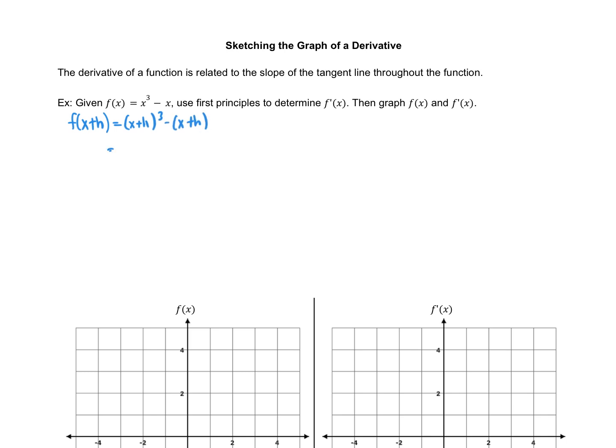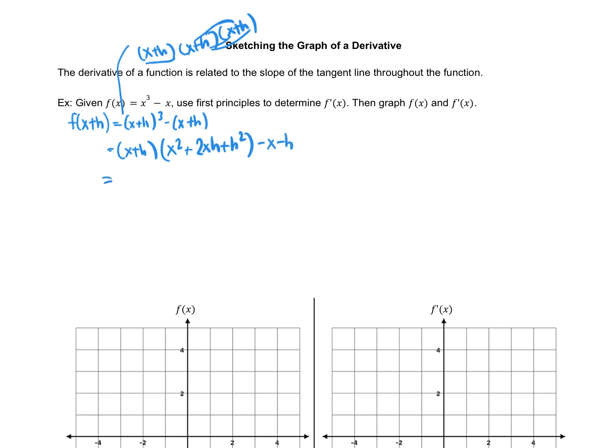So just a reminder that x plus h cubed means x plus h times x plus h times x plus h. So I'm going to rewrite the first one, and then I'm going to do my distributive property here. So we're going to have x squared plus xh plus xh, so that's two of them, plus h squared. And then I'll distribute the negative into x plus h to get minus x minus h.